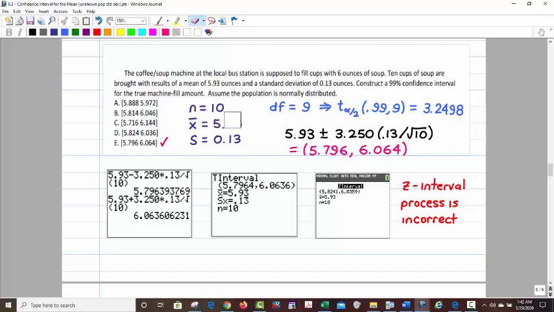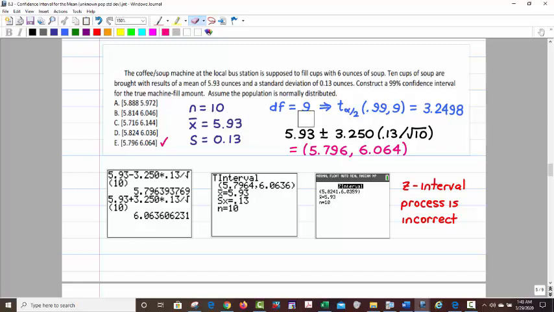N is 10. The 5.93 is a sample mean. Just be careful with the 6 in the first sentence. You're not really using that. It's just giving you information in the story that you're supposed to have 6 ounces of soup. It's just not a number we put in the calculation. And 0.13. So it's a 99% interval.